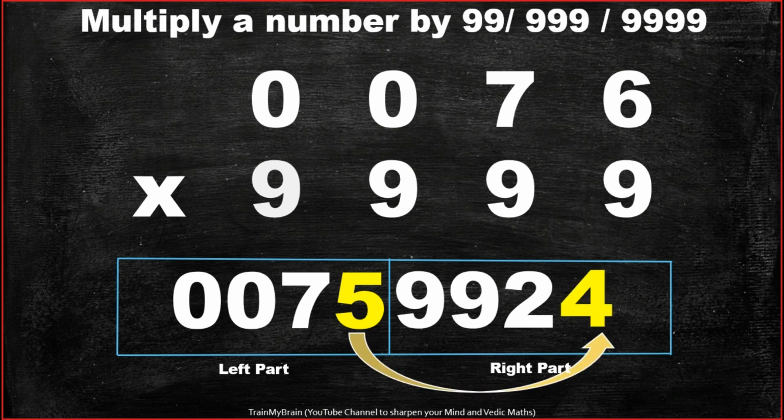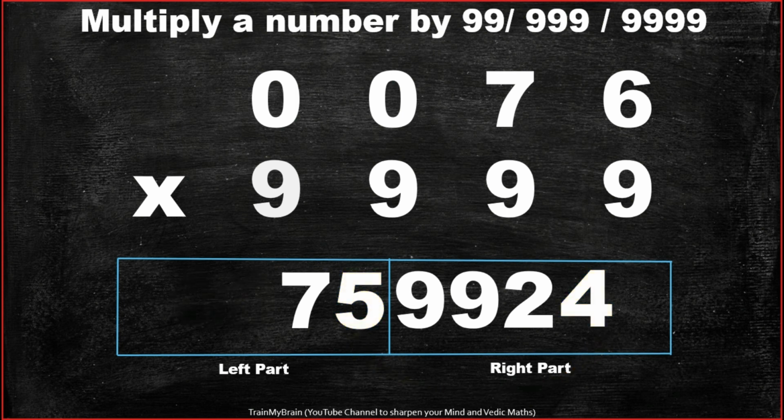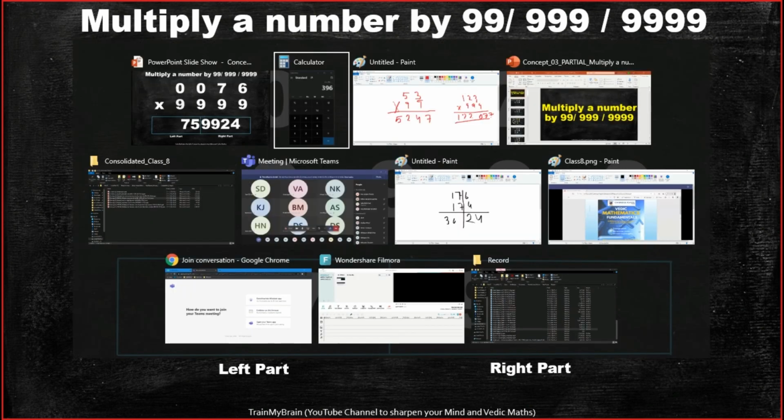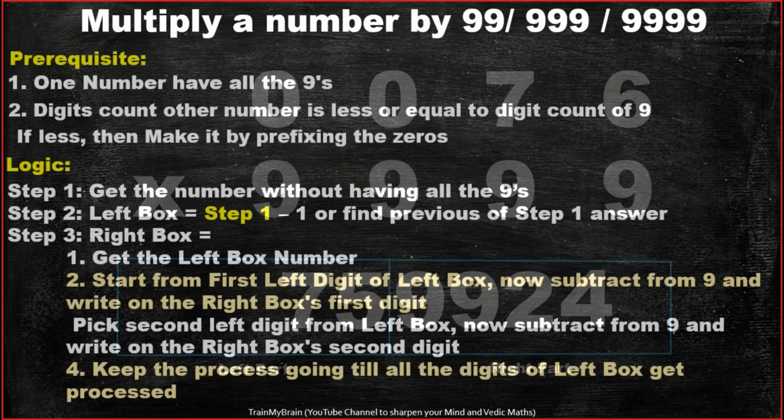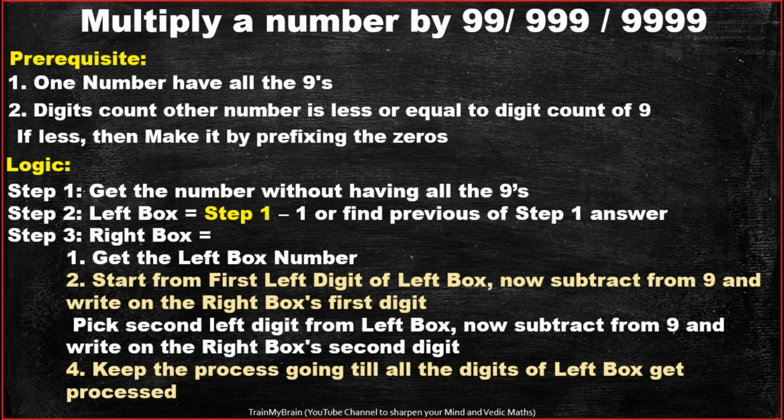At the final stage we can remove the prefix zeros. So the final answer will be 759924. Let's check it. 759924. So children, this is the logic. You can take a screenshot if required for future reference.